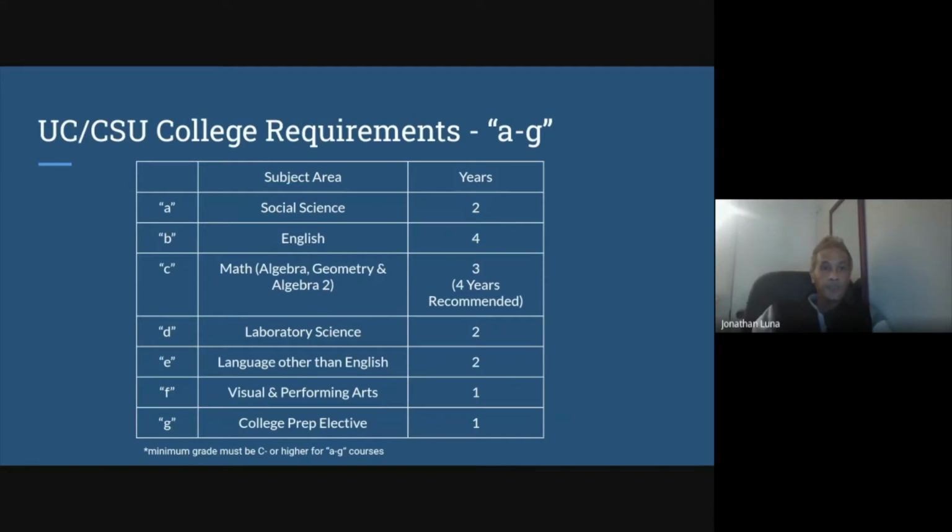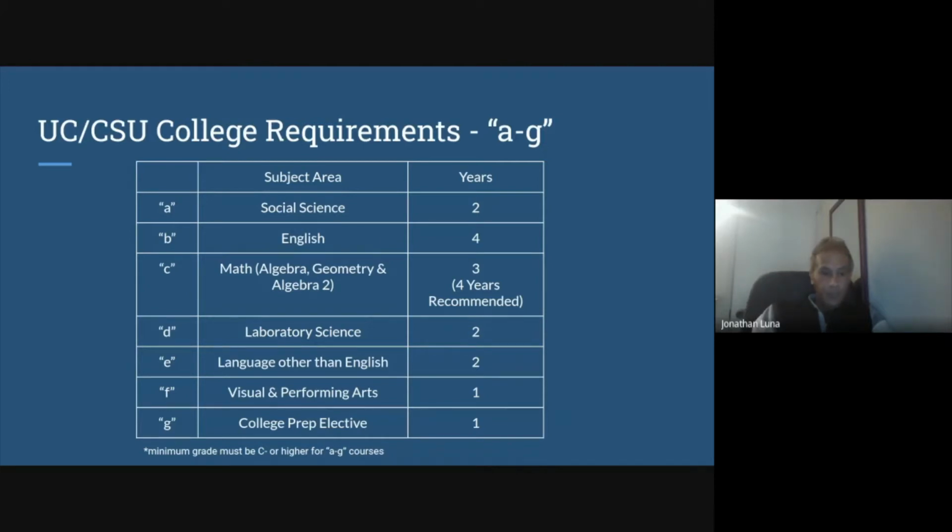UC CSU college requirements A through G. By subject area on this grid, if you fulfill letter A, social science, 2 years, starting with world history 10th grade, and then US history 11th grade, you will have completed letter A of A through G.